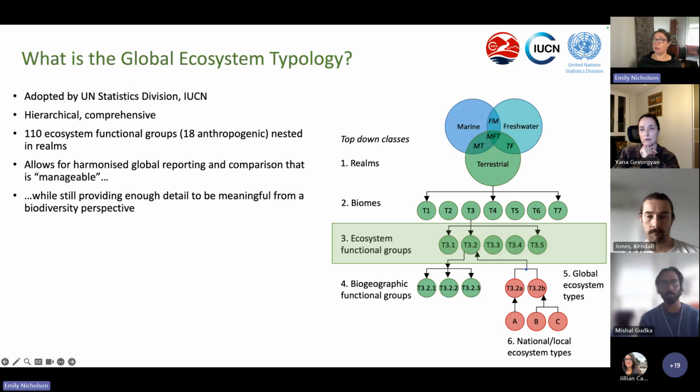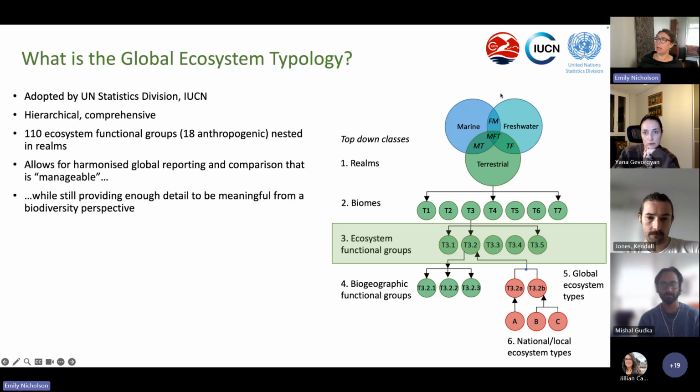Although there are 110 ecosystem functional groups, 18 of which are anthropogenic, on average, countries have about 10 to 15 terrestrial ecosystem functional groups, including those anthropogenic ecosystems, for example, cities and industrial areas or agricultural areas. And in total, on average, around 20 natural ecosystem functional groups across terrestrial, freshwater and coastal groups. So although it sounds like a lot, from a country by country level, it's quite a manageable number. But this still gives us meaningful information about biodiversity.